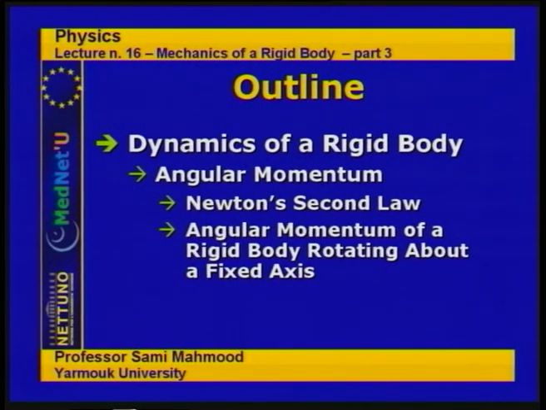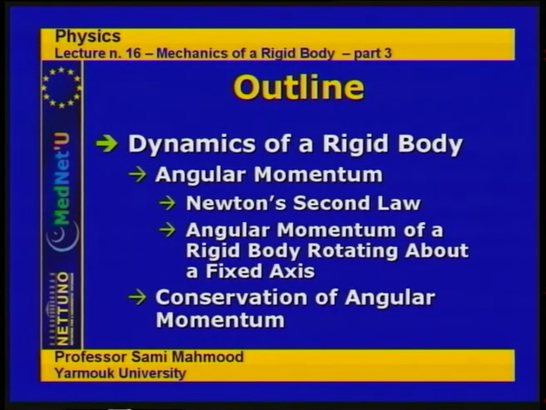And we will address the problem of angular momentum of a rigid body rotating about a fixed axis, and look at how that angular momentum quantity is expressed in terms of the various variables. And then by the end we will come to the conclusion when we touch on the principle of the conservation of angular momentum.